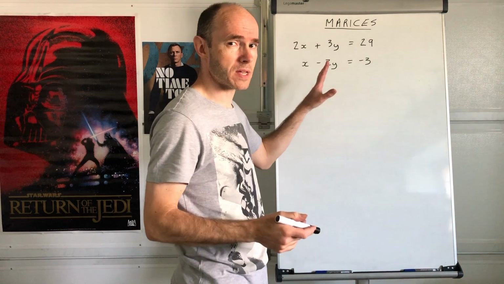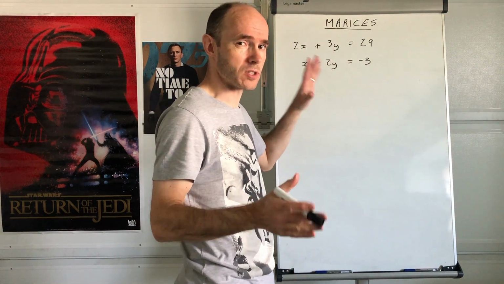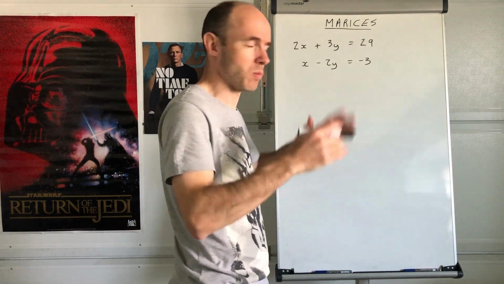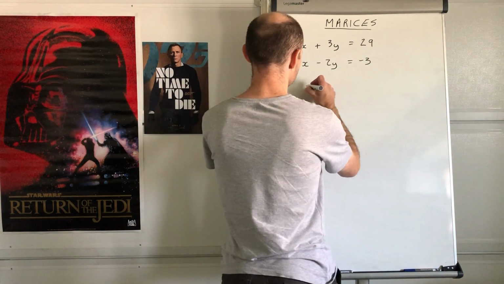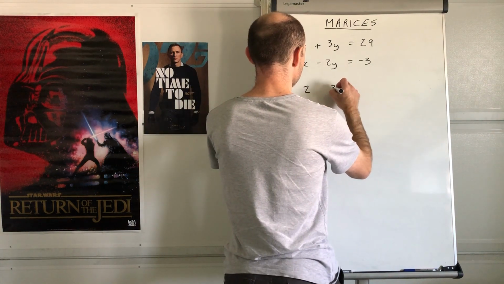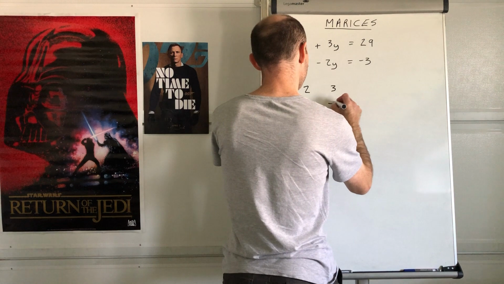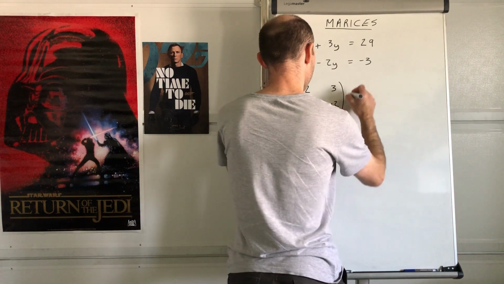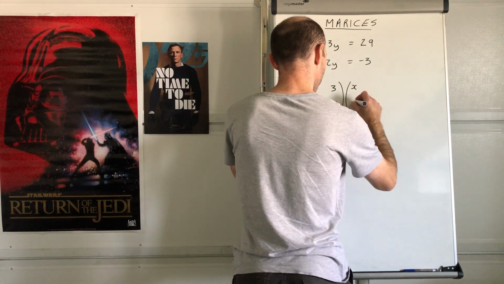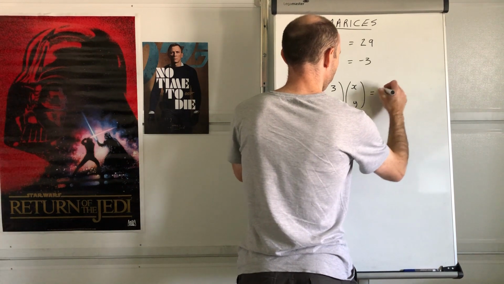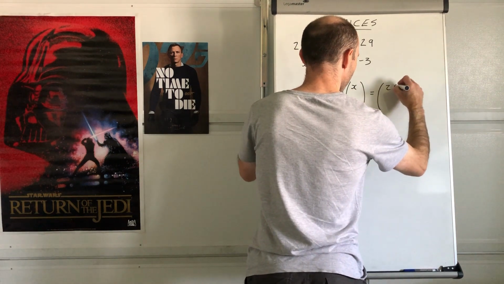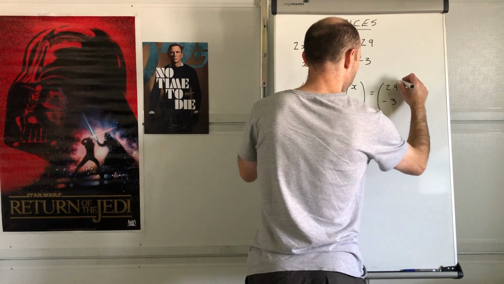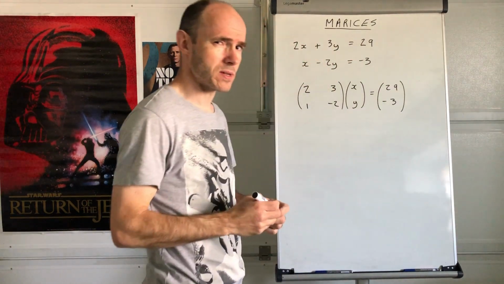I'm going to rewrite the simultaneous equations like this, and as I'm doing it, try and work out why it works, all right? Yeah? Why does it work?